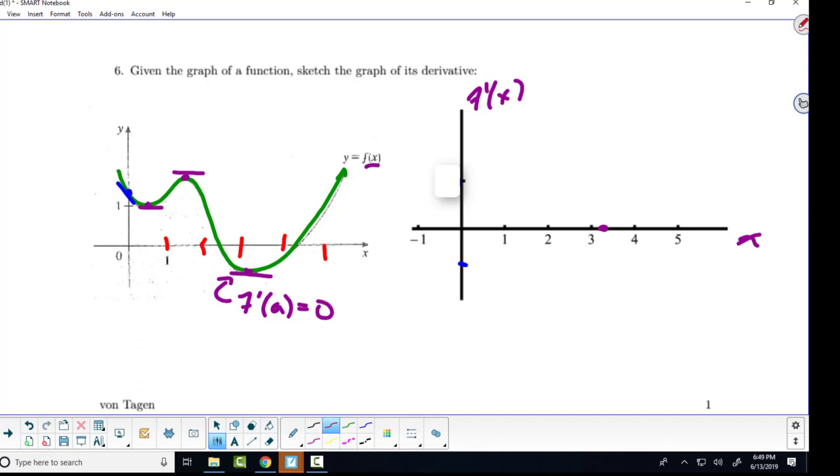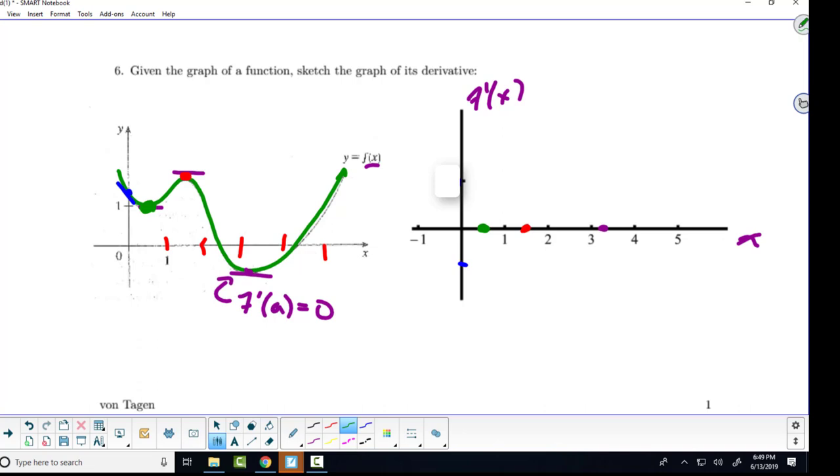And let's go ahead, I'll change this one to a red. Where is that? That's about 1.5, right? At 1.5, we've got another horizontal tangent line. So what should the derivative output at 1.5? It should output a 0. Okay. At this point right here, we've got a horizontal tangent line. So that's at about 0.5. So at about 0.5, we should output a 0.